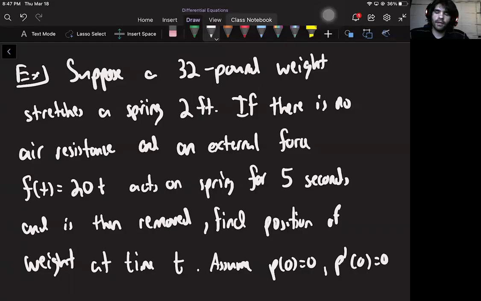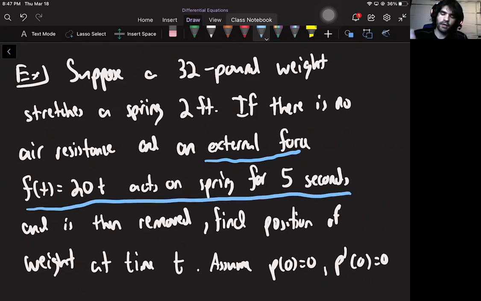Okay, so we are back to spring problems, but now we have a much more interesting external force. The setup is that we have this weight stretching the spring, but now we have an external force that only acts on the spring for 5 seconds, and then it's taken off. It falls off or something, so it just stops acting on the spring.